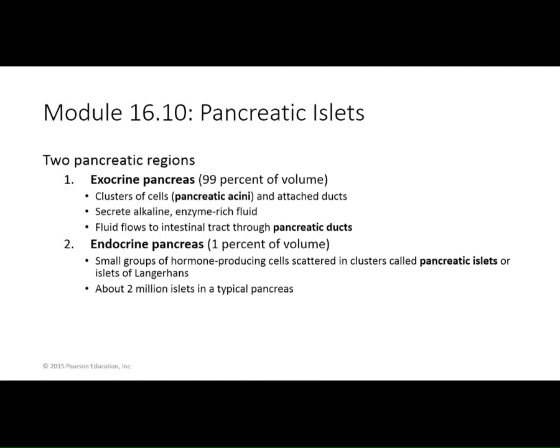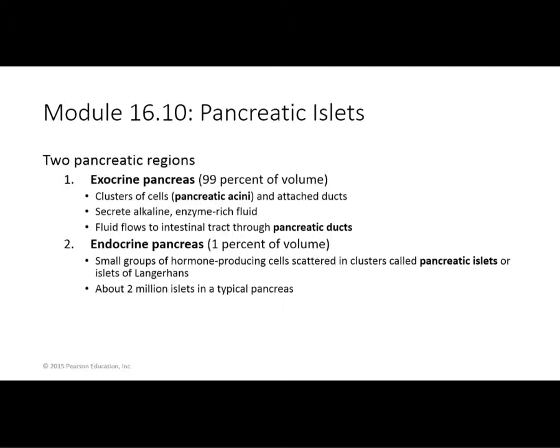Because what's the pH of the stuff coming out of the stomach? Pretty acidic, right? So the stuff coming out of the stomach is going to be very acidic, and so we need to neutralize that. So very alkaline, right? Lots of enzymes, very alkaline. That's what's being dumped directly into the intestine. That's the exocrine part. That's a digestive story.